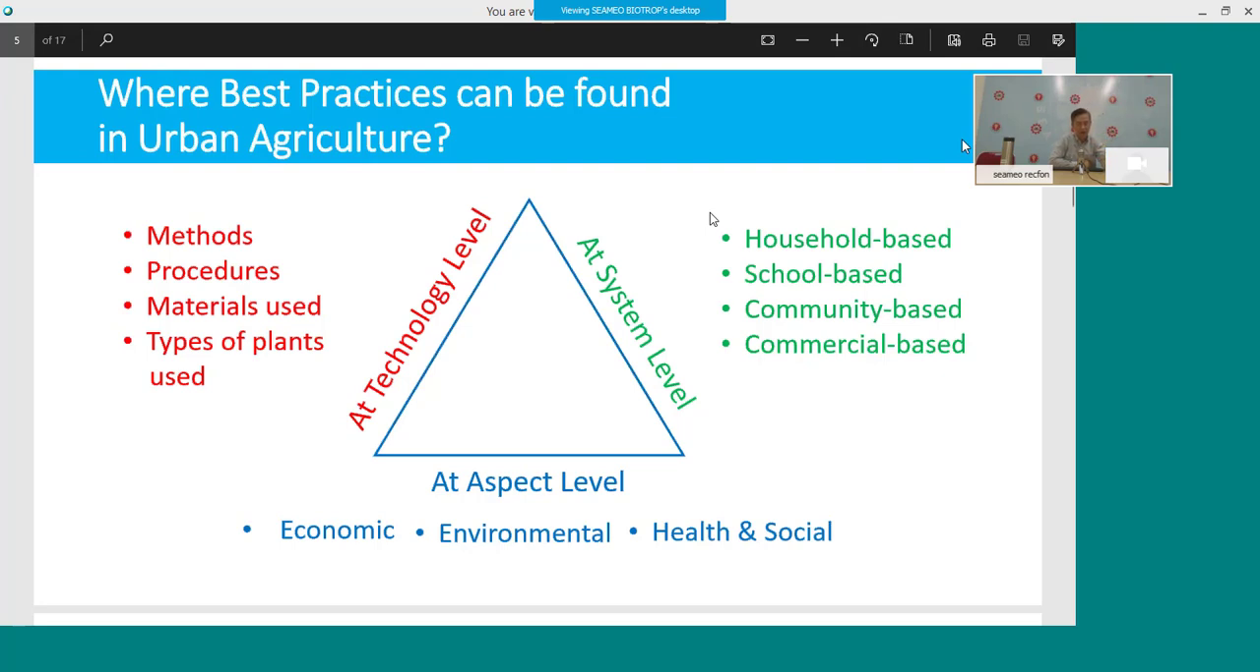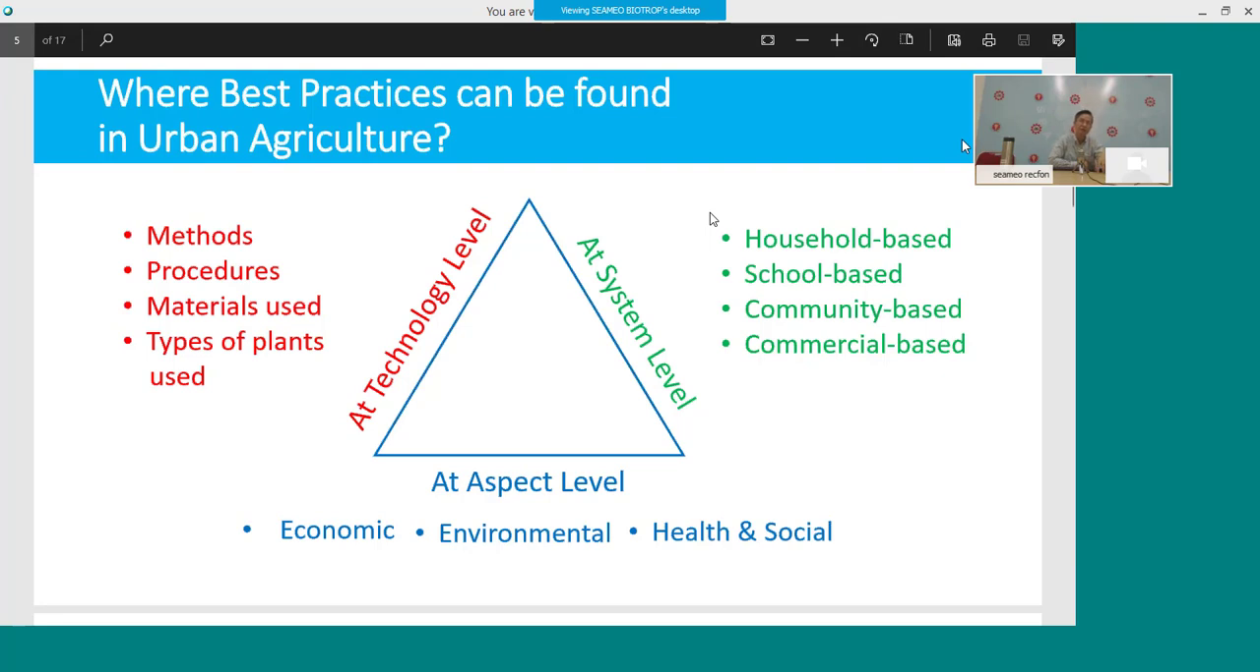But if we say we would like to have organic and we would like to use available resources found around our area, that could be a best practice. And then when you say we would like to plant vegetables that are not so popular or common, very rare that we find in the market, so we can promote biodiversity conservation. That is the environmental aspect. So you can see different ways of finding or identifying any best practice in terms of this aspect level.